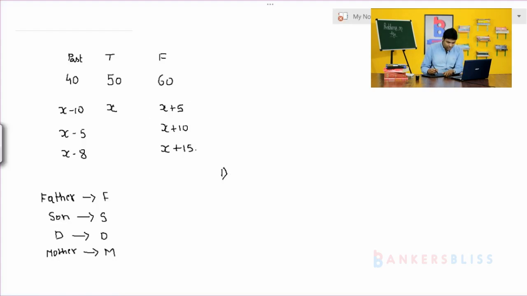So the sum of the ages of father and son, that is f plus s, where f means father and s means son, is equal to 60. And the age of the father is twice the age of the son, so the age of the father will be 2 times the age of the son. That is nothing but the ratio of father to son is 2:1.